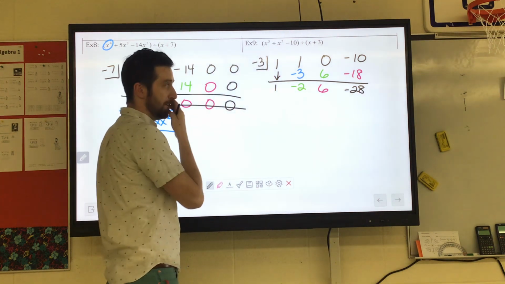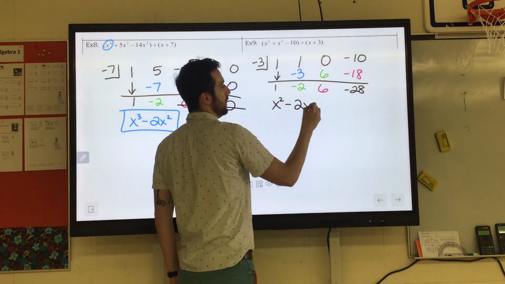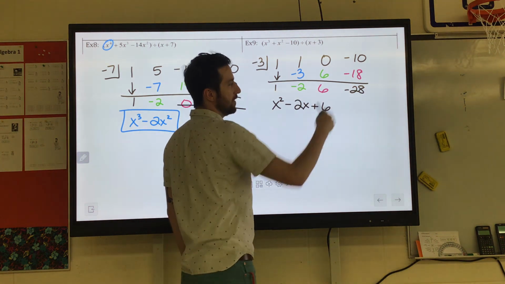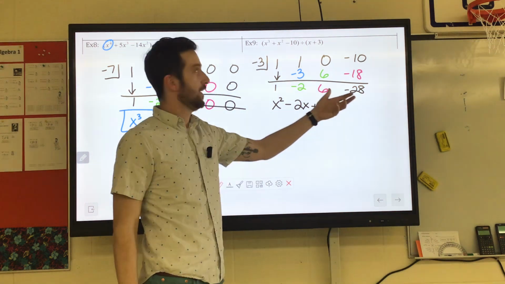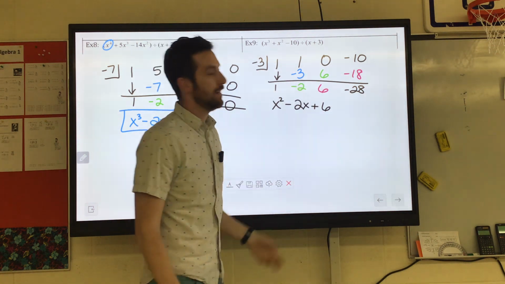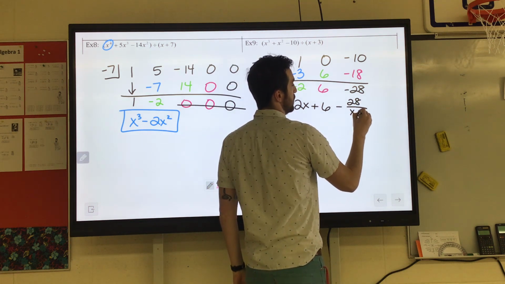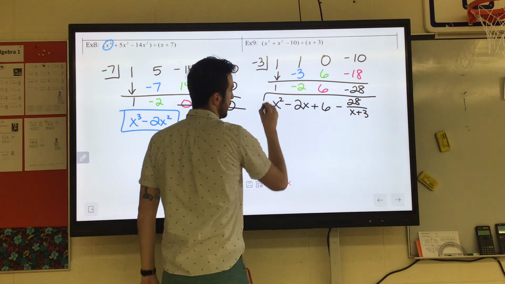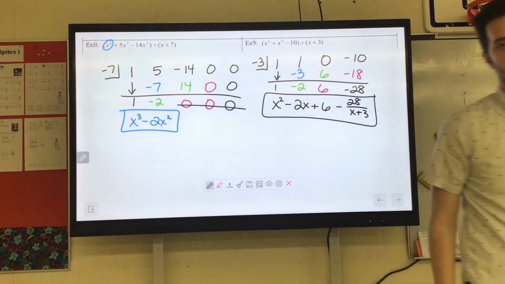We started with x to the third, so this would be 1x to the second minus 2x plus 6. And then the negative 28 is our remainder. So you could say plus negative 28 over x plus 3, or just say minus 28 over x plus 3. Either way is fine. That's it, man. That's some serious synthetic division.